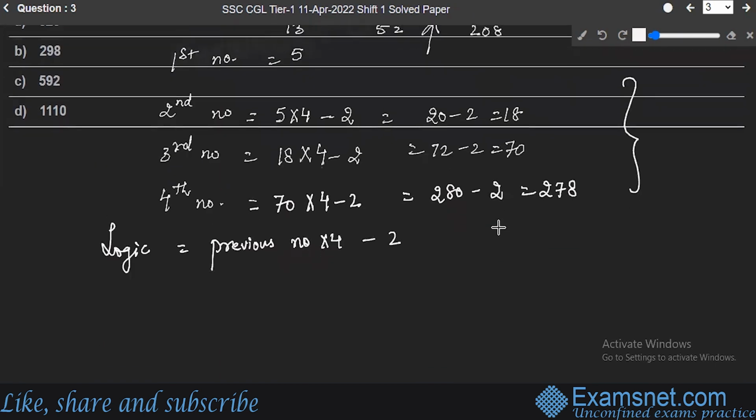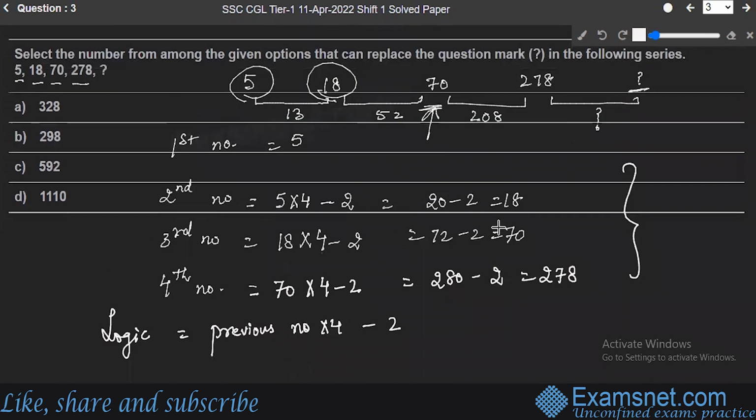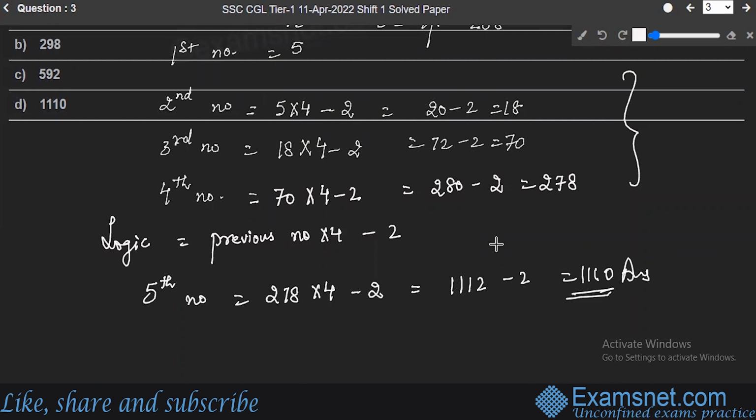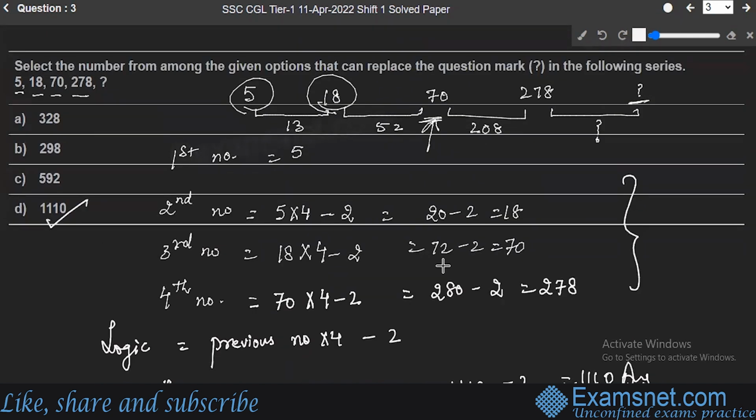So let's check. What is this number 278? So 278 into 4. That means the fifth number will be 278 multiplied by 4 minus 2. If I'm multiplying 278 with 4, I'll get 1112, minus 2 will give me 1110. So this is my answer. Let's see if this exists in the options. Yes, this is our answer. Option D. I hope you're clear.